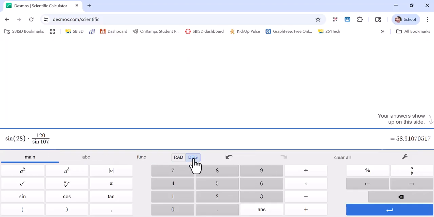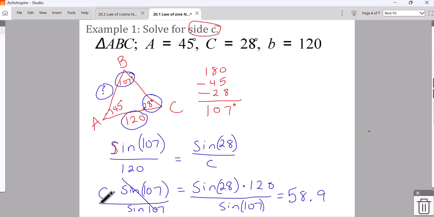You do want to make sure that your calculator is in degrees. What you should get on this one is that the side length cancels away, c is now all by itself, and 58.9 should be our side length.